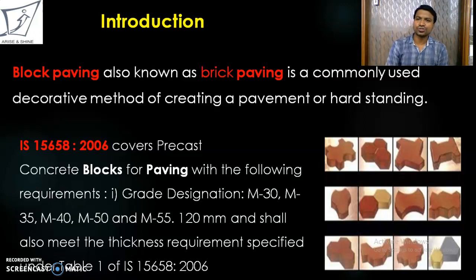The IS code, or the general guidelines which are given in the IS codes, is IS 15658:2006. It covers the concrete blocks for paving with the following requirement. Grade designation is given as M30, M35, M40, M50 and M55.